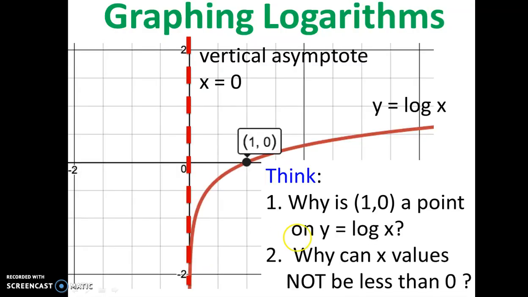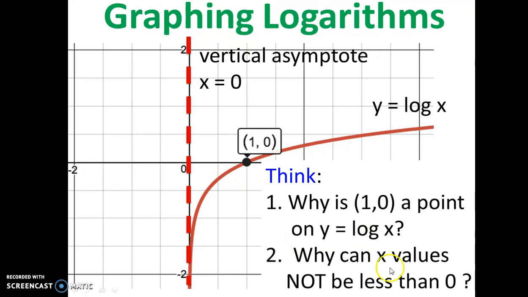All right, hopefully you kind of thought through the answers there. (1, 0) is a point on a log function because (1, 0) means you put 1 in here. And the only way to get 1 for log base 10, this is log base 10, 10 to the 0 power equals 1. That's the only way to get this to work.